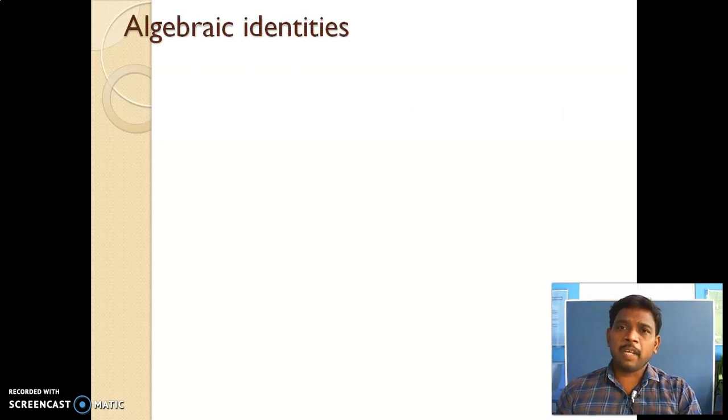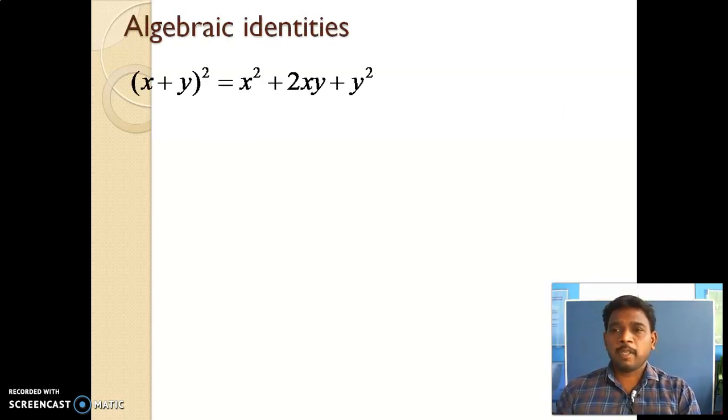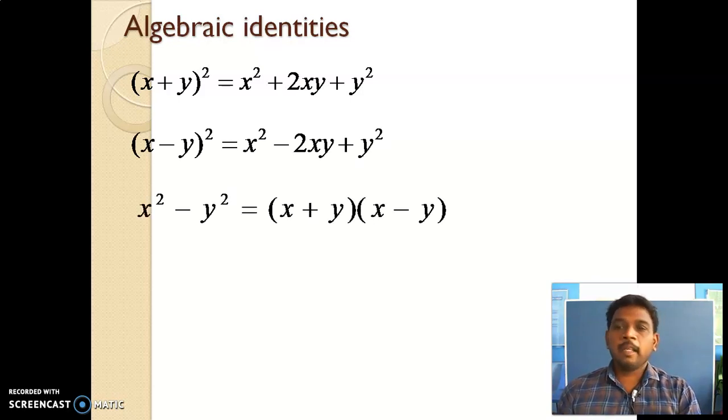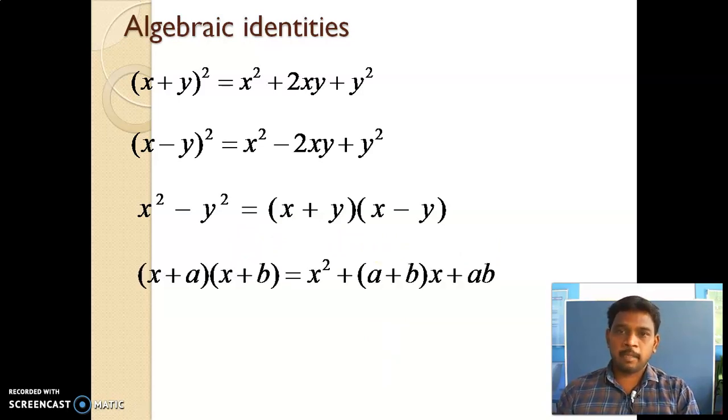Right. The next one, algebraic identities. So we have seen so many identities. Let us recall those identities now. So first one, x plus y whole square. So if two terms have the whole square, we can apply this formula. And then next one, x minus y whole square. So instead of plus, here minus is there. And then next one, x square minus y square. We can factorize like this, right? And then next one, x plus a into x plus b. This can be written as x square plus a plus b into x plus ab, right?